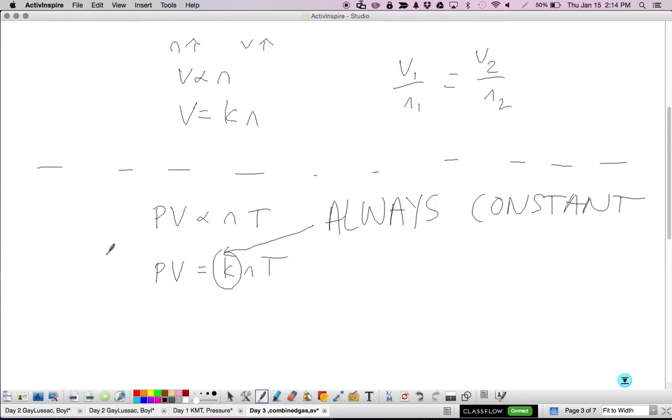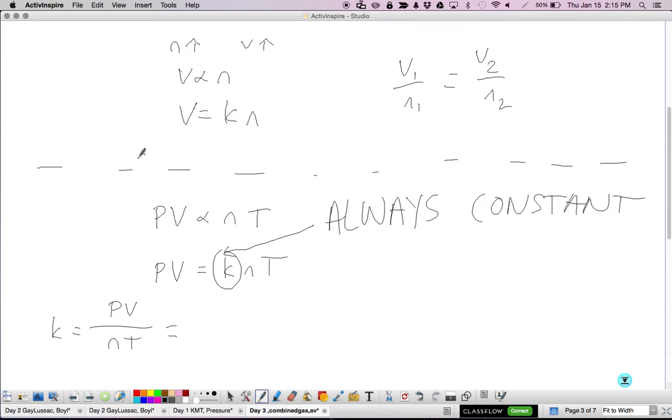So, why is that cool? Well, we can solve for it. So if we solve for K, pressure times volume divided by the number of moles times the temperature gives you this constant K. All right? And let's just pick some values that make sense. Well, for pressure and temperature, we'll just use standard temperature and pressure.